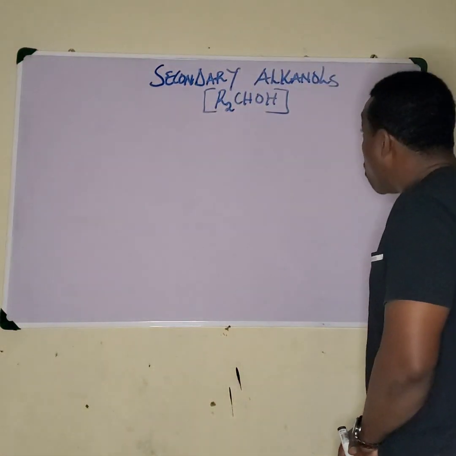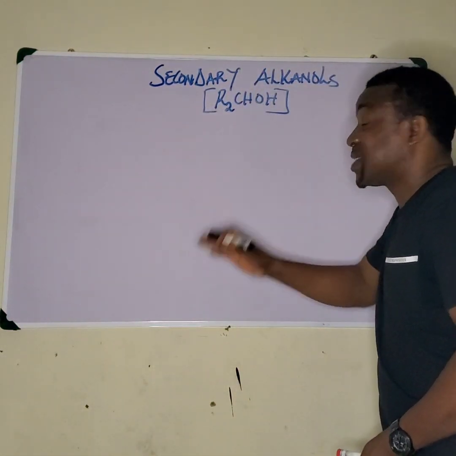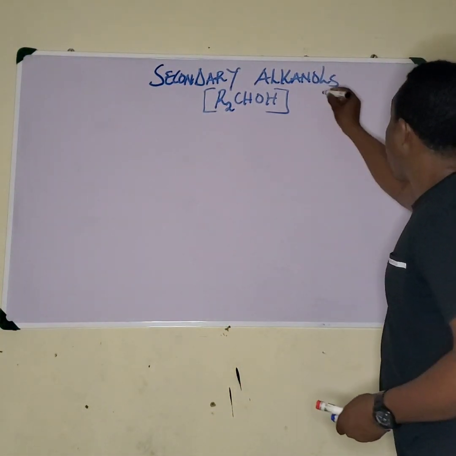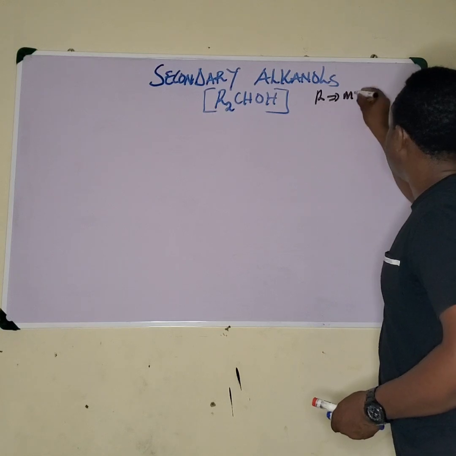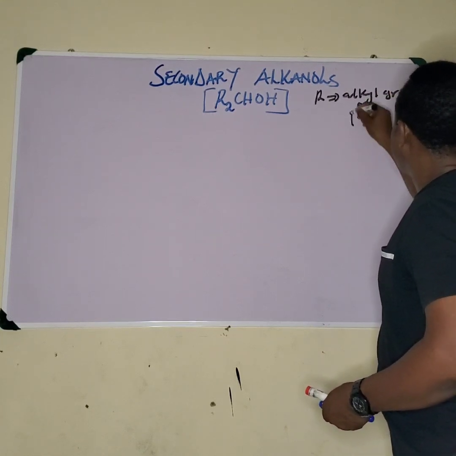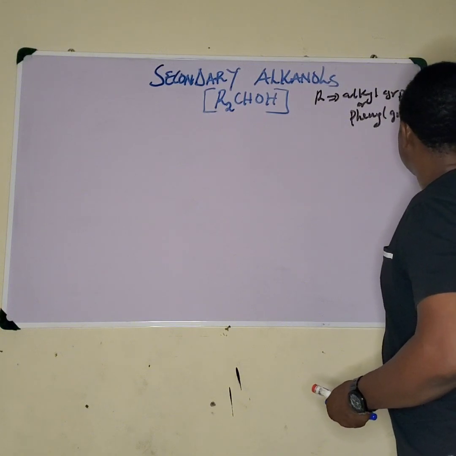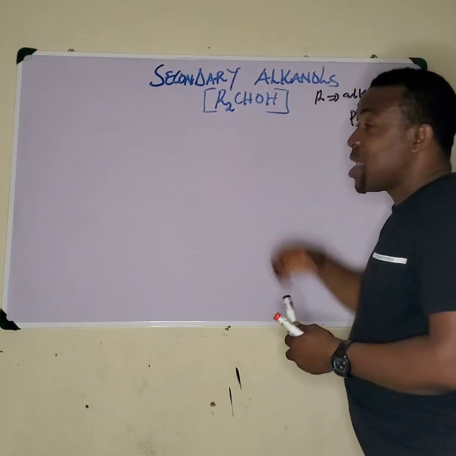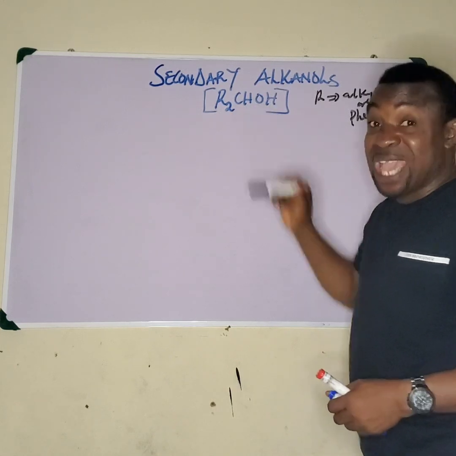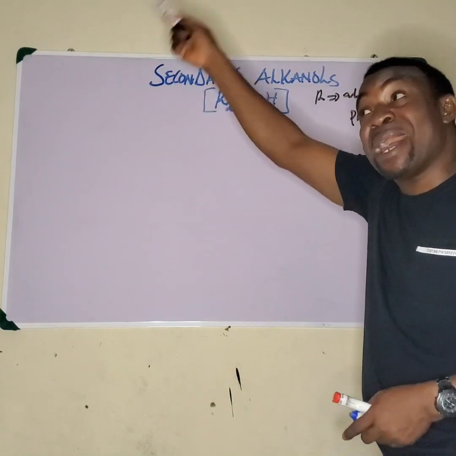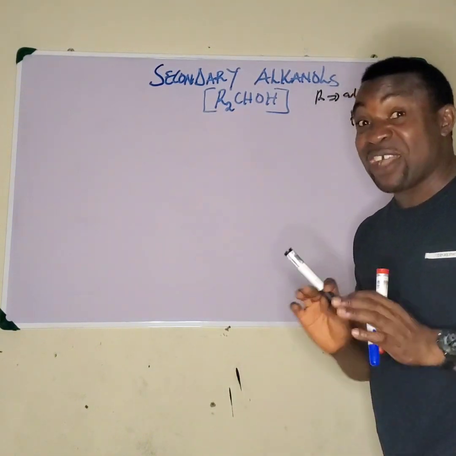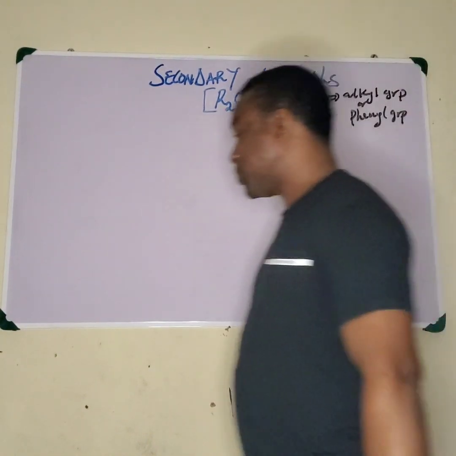Yes. Now, in this case, we have R2CHOH. The R here represents either the alkyl group or the phenyl group. And you will agree with me, if you look closely, that the OH is attached to CH, while in the primary alkanols, the OH is attached to CH2, if you are very careful or observant.